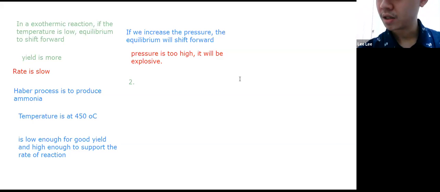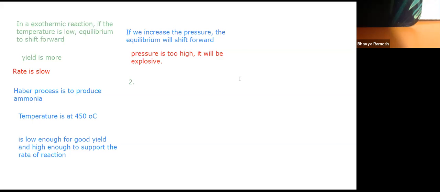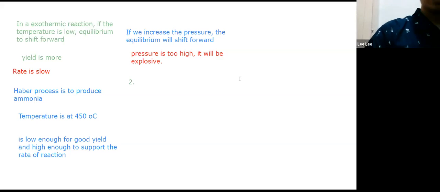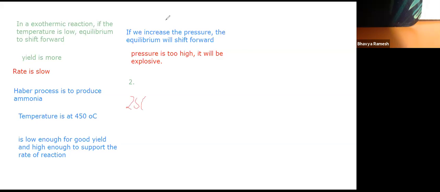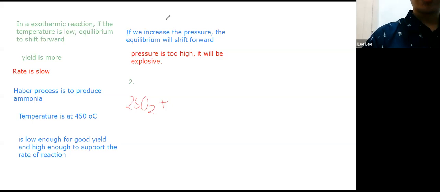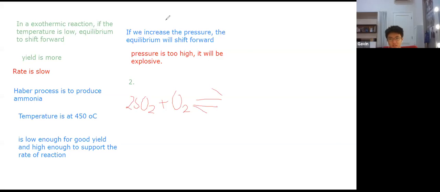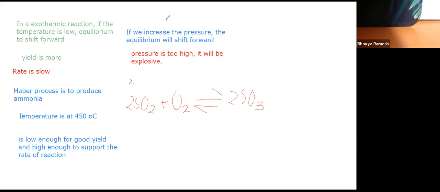I want to give you another example. So let's say in the second example, I have 2SO2 plus... So I'm teaching you several, like the Haber process. You need to know. Haber is just for ammonia. These are all also in gas state.